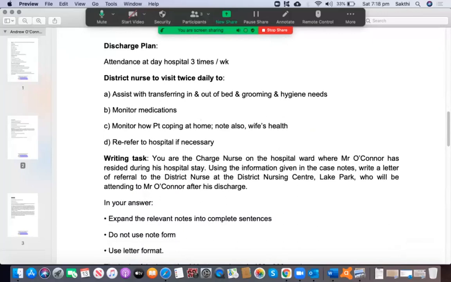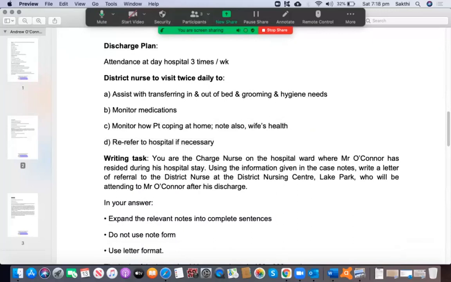Discharge plan: attendance at day hospital three times a week. Domiciliary nurse to visit twice daily to assist with transferring in and out of bed, movement, grooming and hygiene needs. Monitor medications, monitor how the patient is coping at home, and note the wife's health too. They need to monitor the wife's health status as well. And you have mentioned it, good.